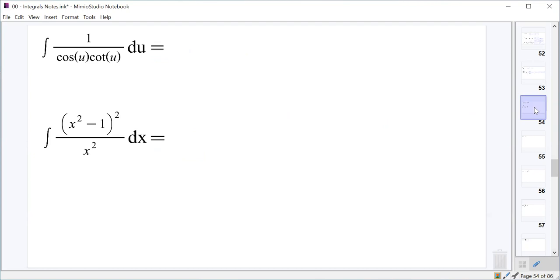So here we're now looking at 1 over cosine u times 1 over cotangent u du. Let's just think about rewriting this. What's 1 over cosine? Well, 1 over cosine is just secant. And 1 over cotangent is just tangent. So really all we're looking at here is secant u tangent u du inside of our integral. We know that if we take the derivative of secant, it gives us secant tangent. So this must just be secant of u plus some constant.